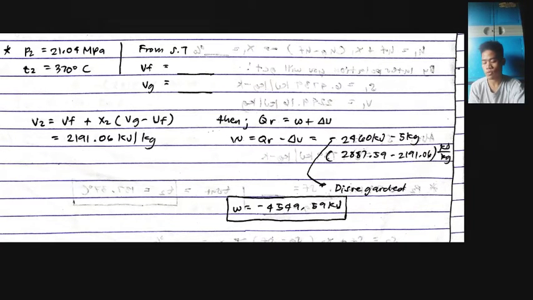W equals QR minus delta U, and by substituting it, equals 2,460 kilojoules minus 3 kilograms times (2,887.59 minus 2,191.6) kilojoule per kilogram. And by calculating it, we get the value of W as negative 49.55 kilojoule. And note that the negative sign is disregarded.